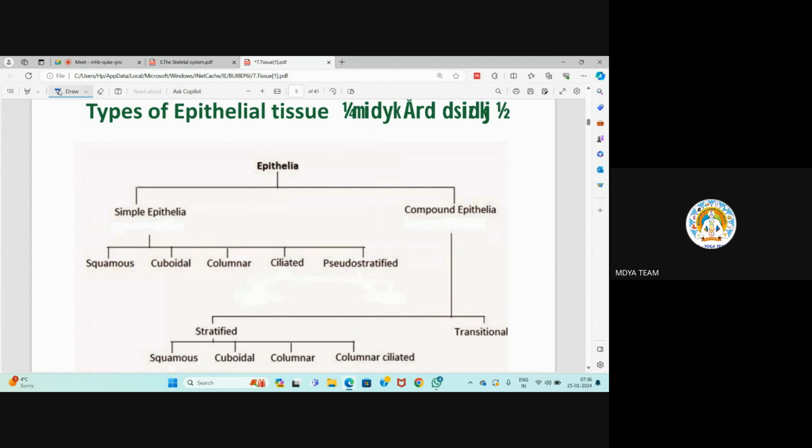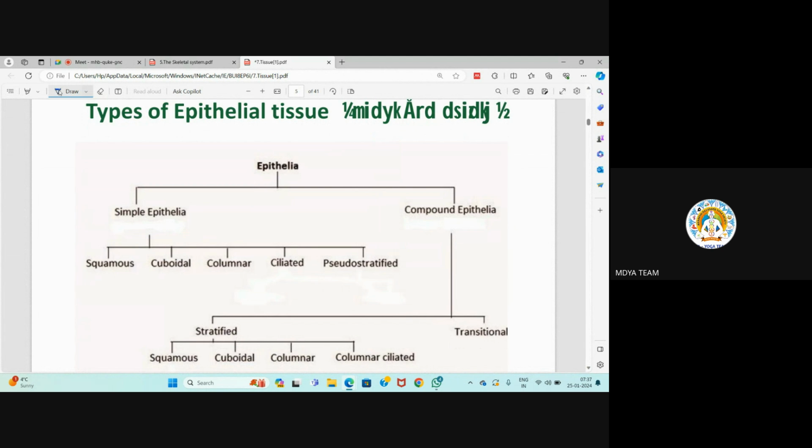What we have learned today is that tissues are a collection of cells. Now, tissues are mainly of four types. First is epithelial tissue. This epithelial tissue is divided into mainly two types: simple epithelia and compound epithelia. Now, this simple epithelia is further divided into squamous, cuboidal, columnar, ciliated, and pseudostratified.